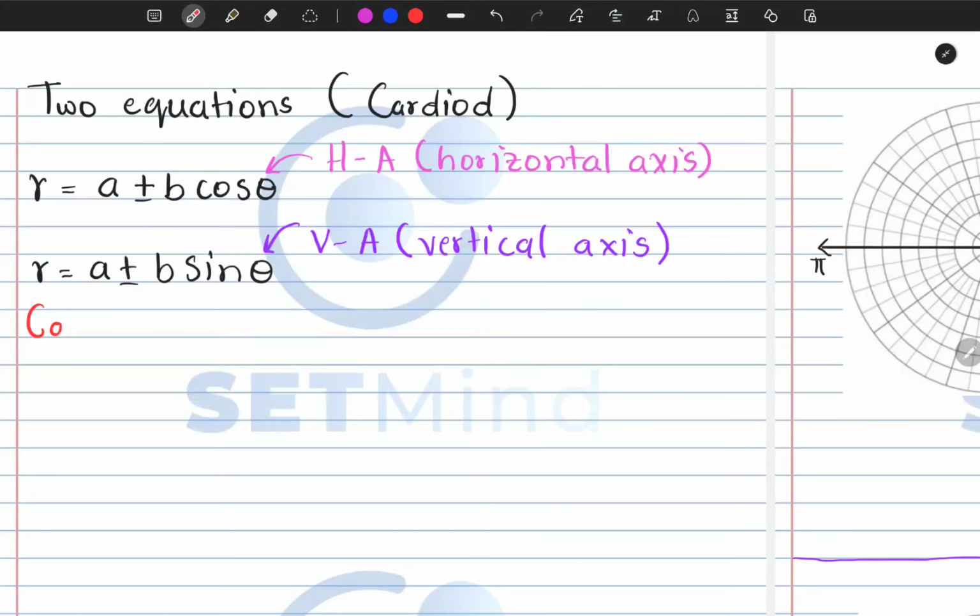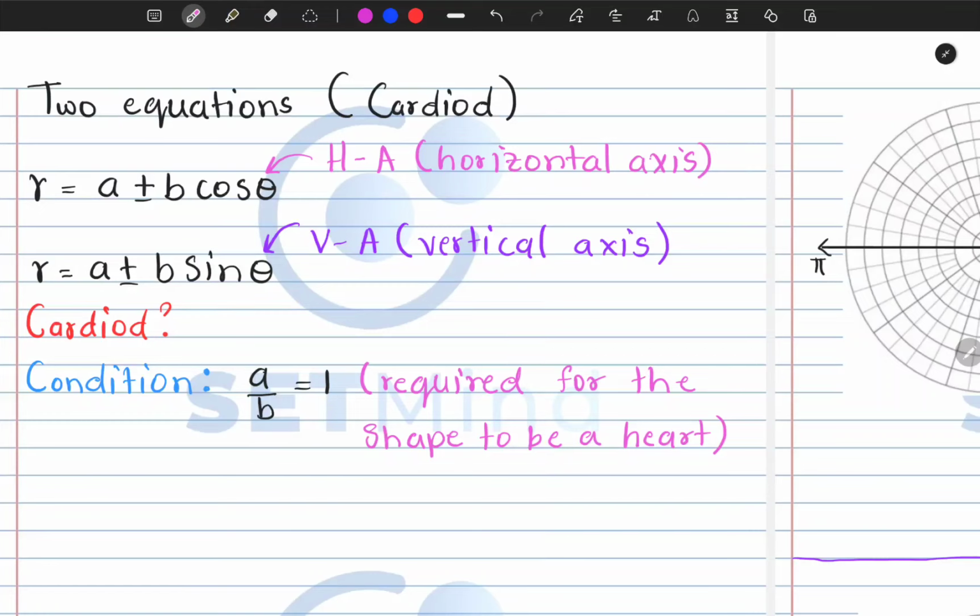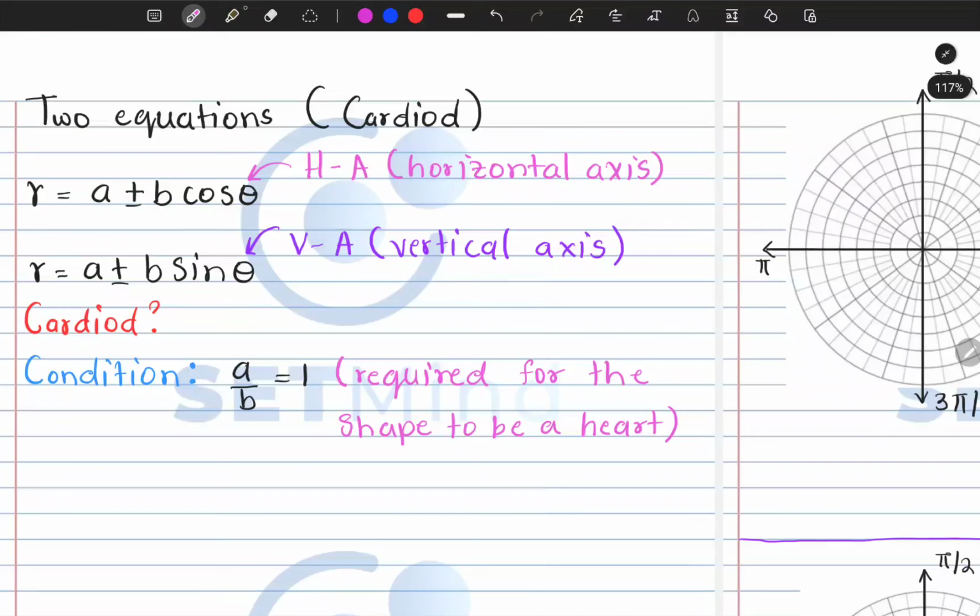But the question we need to ask ourselves is, what makes a cardioid? What is the condition which we require? For an expression to give us a cardioid, a heart, what we require is that a divided by b should give us 1. That is the condition we require in order to find a cardioid. If it doesn't give us 1, your shape will not be a heart. We require a divided by b to be equal to 1.